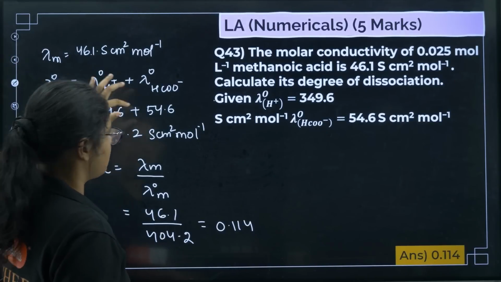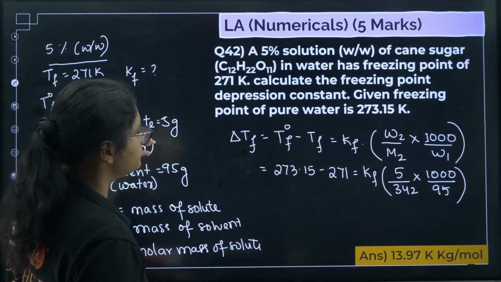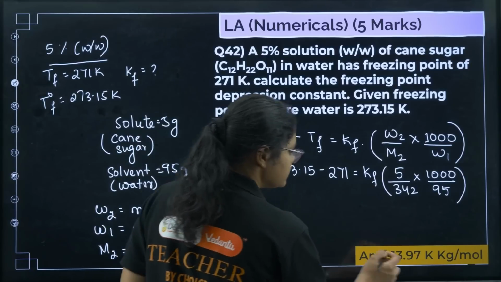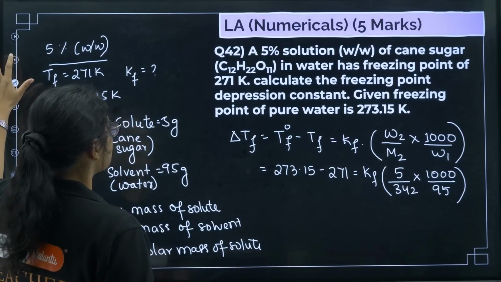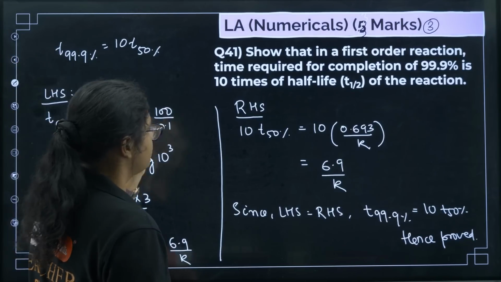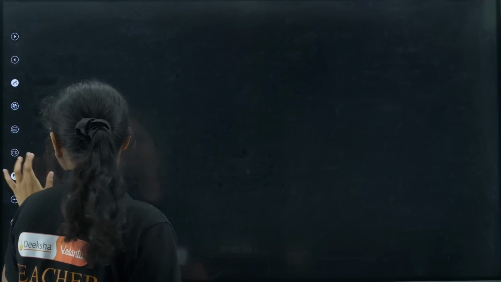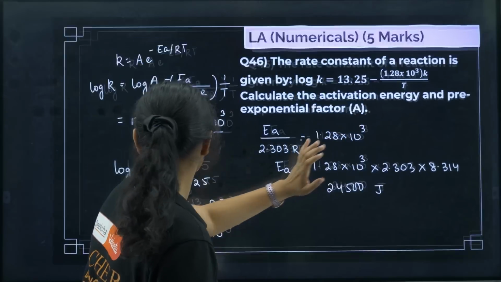Next 43, you have to find alpha, it also has no units. Next coming to 42, you have to find the value of Kb. So yes, this answer will have Kelvin kilogram per mole unit. Okay. Next we have proof. So yes, that also has no units. Okay. So we have solved all the questions.